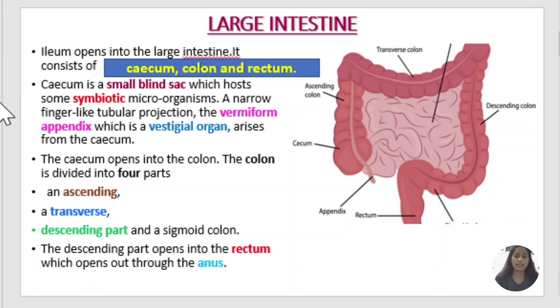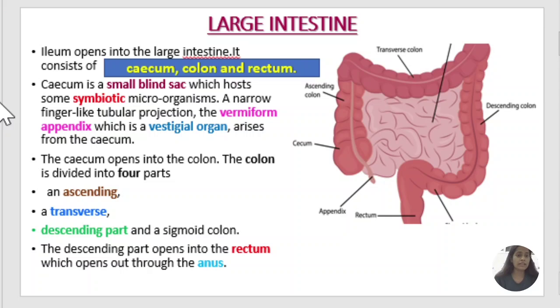Now let's learn the large intestine. Ileum opens into the large intestine. It consists of cecum, colon, and rectum. Cecum is a small blind sac which hosts some symbiotic microorganisms. In the image you can see cecum is just above the appendix.